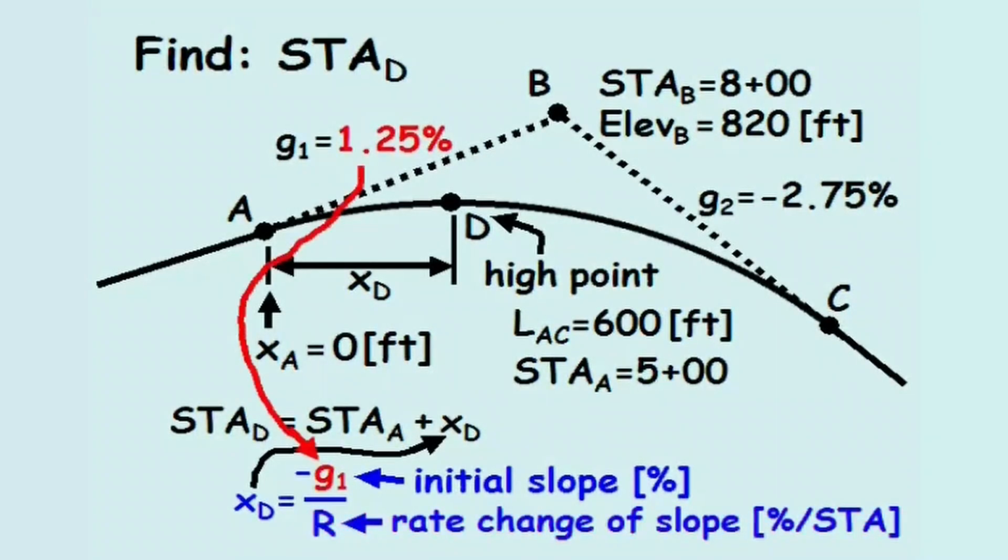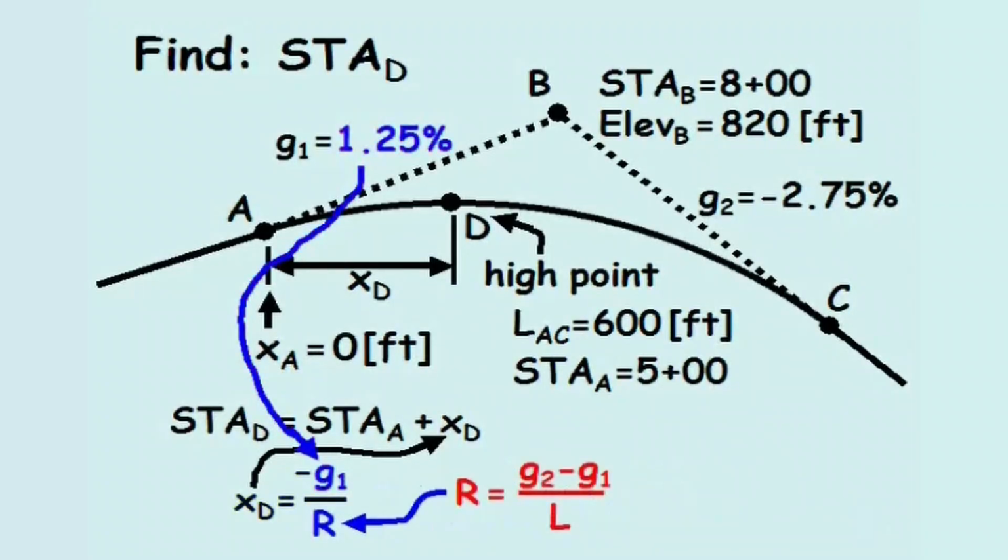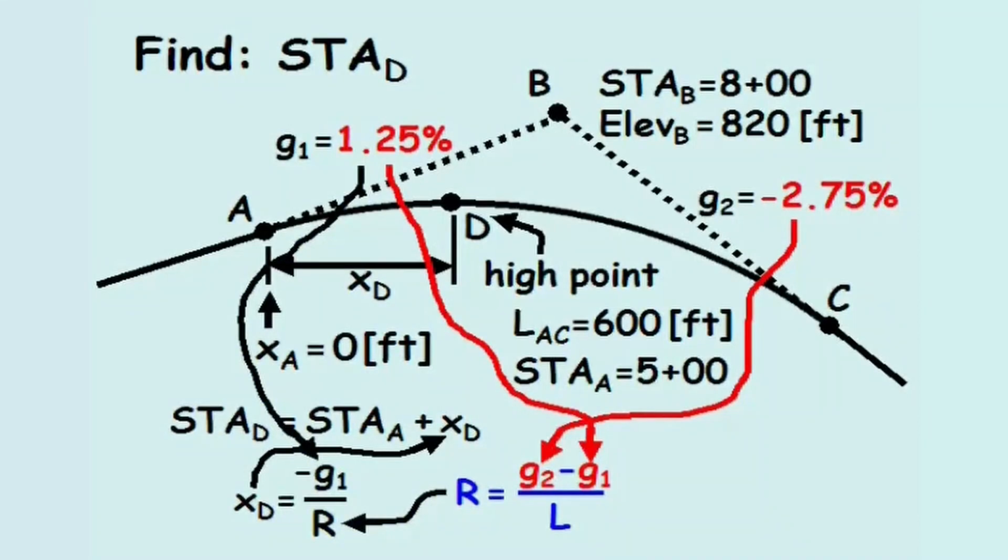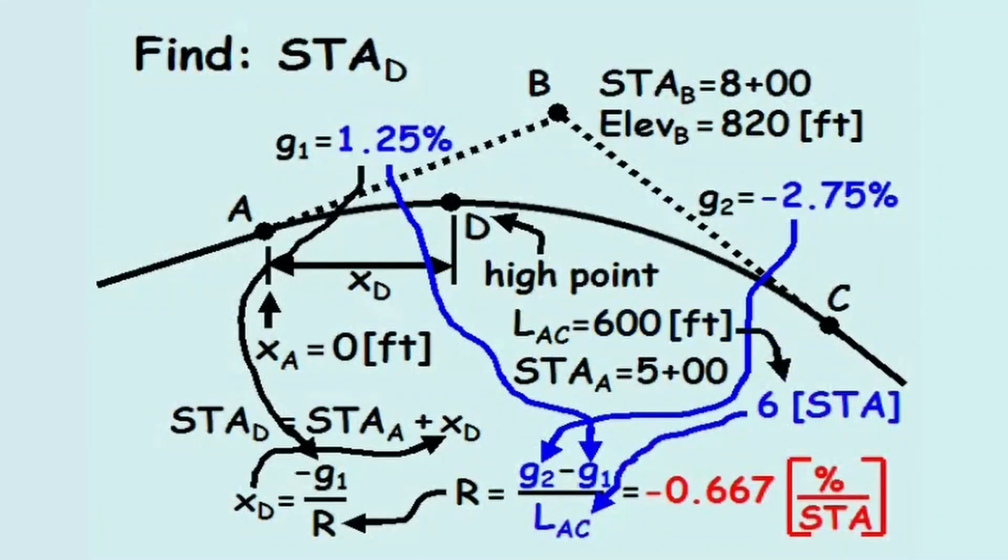The problem statement provides the initial slope, which is 1.25%. The rate change of slope equals the final slope g2 minus the initial slope g1, all divided by the length of the curve, L. We've been given variables g2 and g1, and for our curve AC, the length of this curve equals 600 feet, or 6 stations. This makes the rate change of slope of the curve equal to negative 0.667% per station.